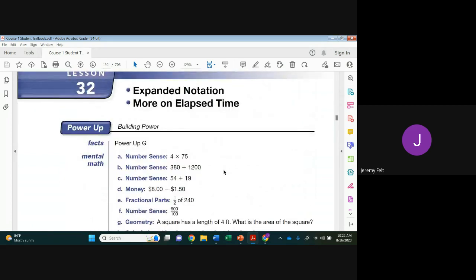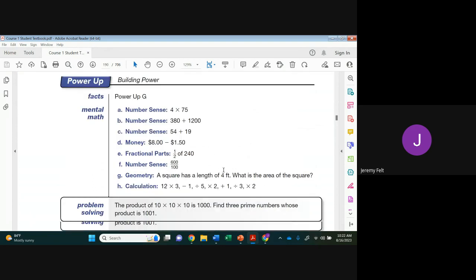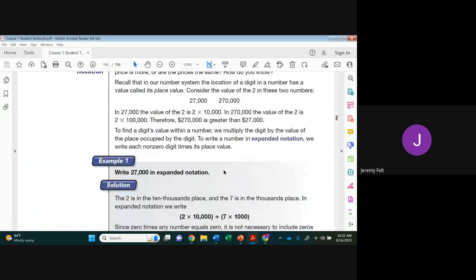Lesson 32, we're looking at expanded notation and elapsed time. Okay, so expanded notation is simply another form that we can write. We'll get to scientific notation, we have expanded notation, a lot of different ways that we can write our numbers. Sometimes it just helps us.